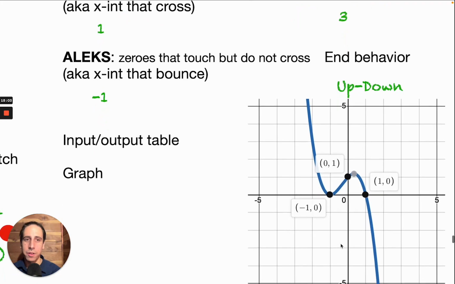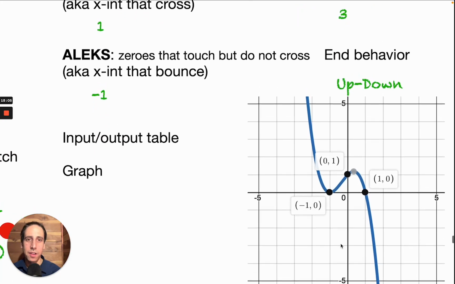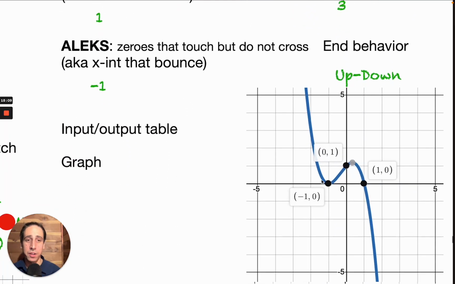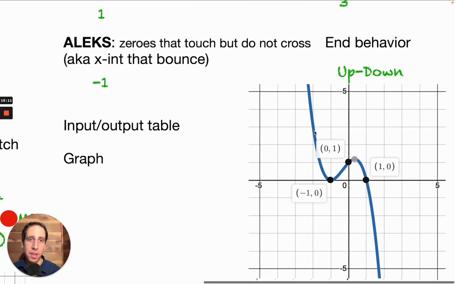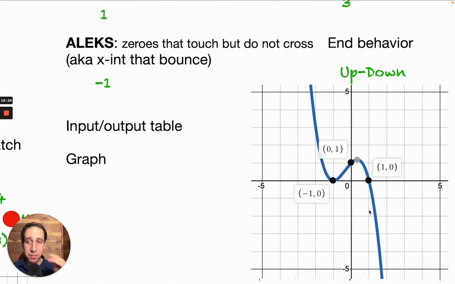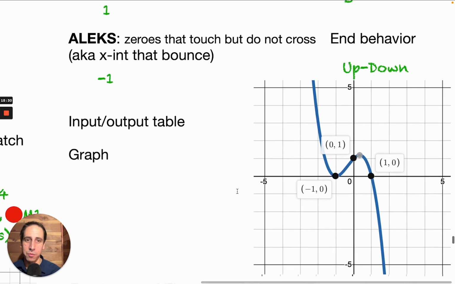Now, you could also do an input-output table, but given all this information about the graph, you could just hand draw this if you wanted to: up-down end behavior. We've got the x-intercepts and the y-intercept. So with all that information, you can pretty much connect the dots and sketch out a pretty good representation of the graph. So that's polynomial form, factored form, and what it looks like on graphs.